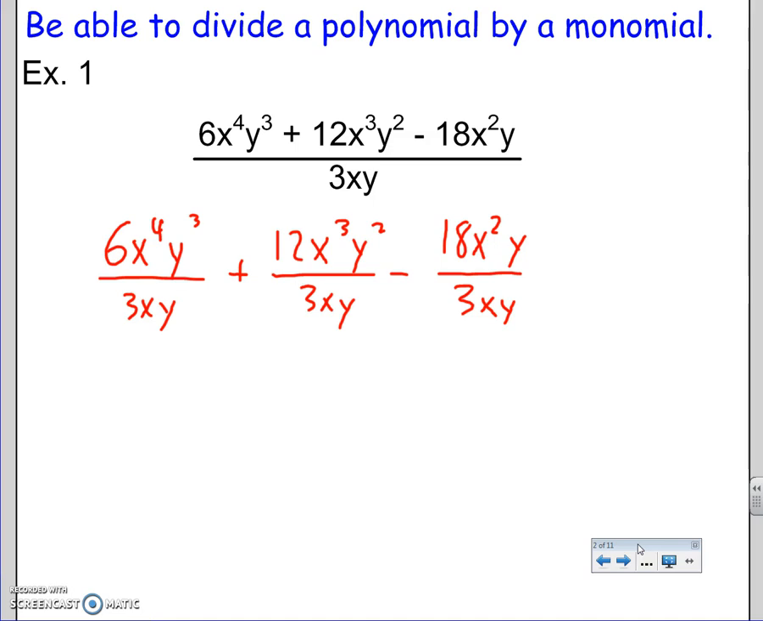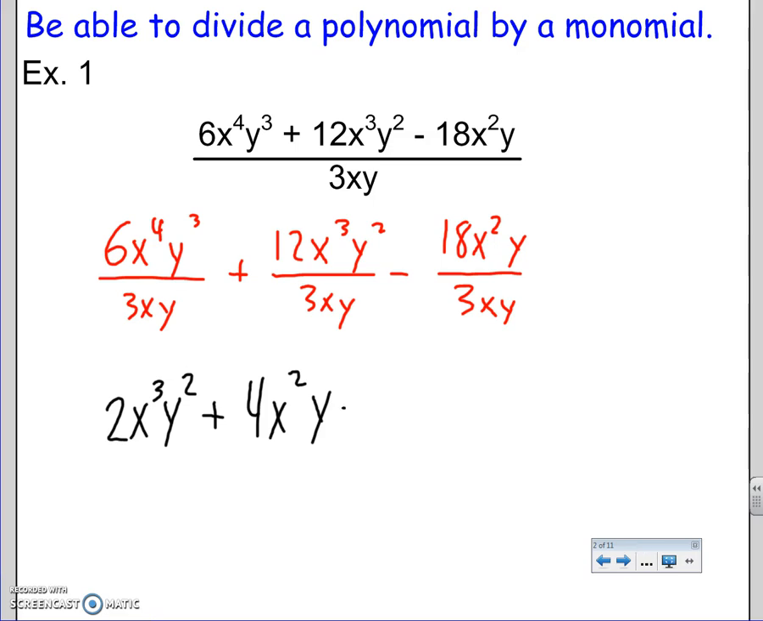So I'm going to simplify number divided by number. So 6 divided by 3 is 2. x to the fourth divided by x, so I subtract them: x to the 4 minus 1 is x cubed. Then y cubed divided by y, so y to the 3 minus 1 is y squared. That's the first one. This next one, well, 12 divided by 3 is 4 on top. x cubed divided by x is x squared. y squared divided by y is y to the first power.